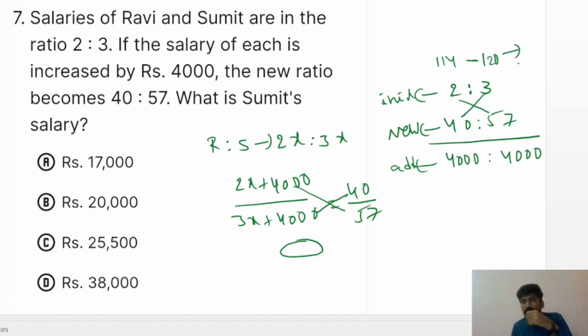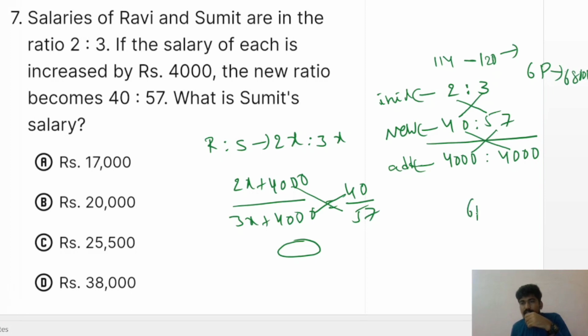Here we can take it as parts. So total 6 parts. Here 40 into 4,000, 57 into 4,000. 4,000 is common. So when we take the 4,000 common, 57 minus 40 is 17. 17 into 4,000 means 68,000. Here 6 parts is nothing but 68,000.